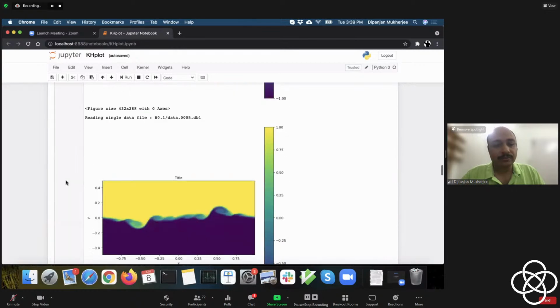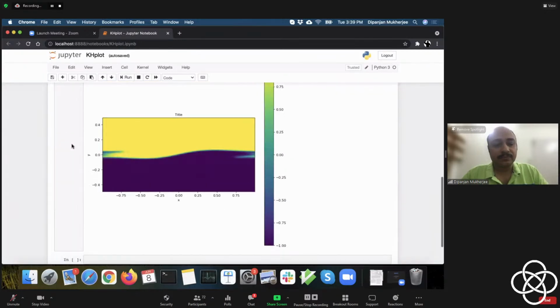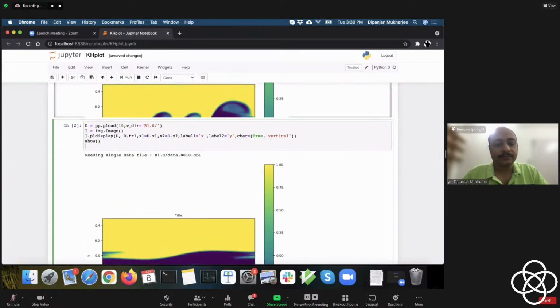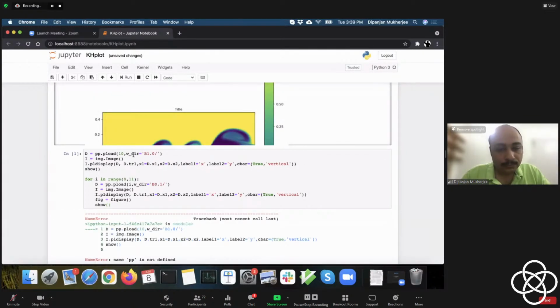Okay, let me load all of the data points here. All of them are not loaded here. Oops.